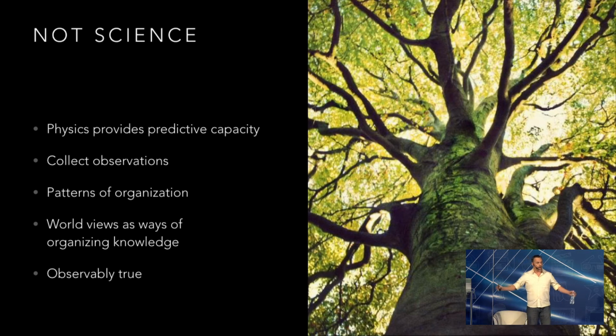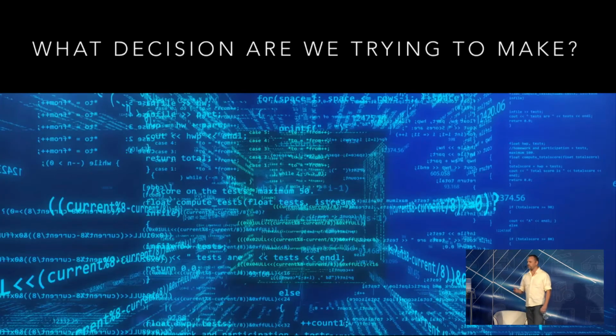We are collecting observations about the world. We are organizing that knowledge that we have collected. We are generating a theory for how to organize it. We're finding patterns in it. And then as we gain new knowledge, we can find new patterns in that knowledge. So all of the information that we have gathered is observably true, even though it may not be predictively true. So the further you get from physics, the further you get from science. And today's subject is very far from physics.